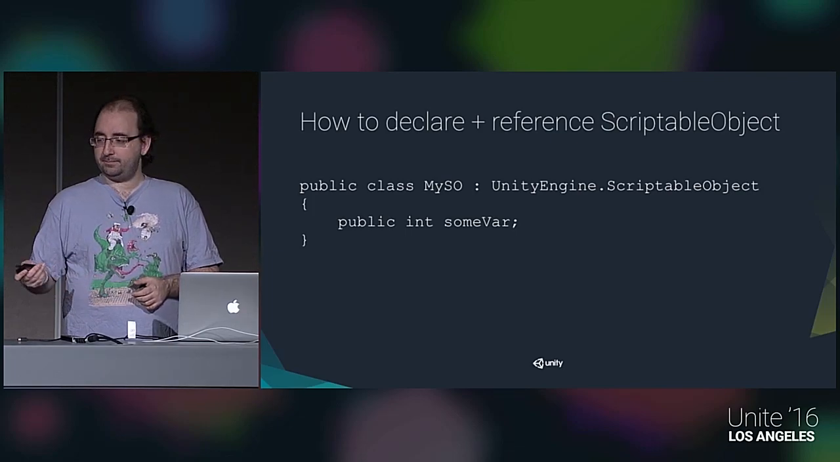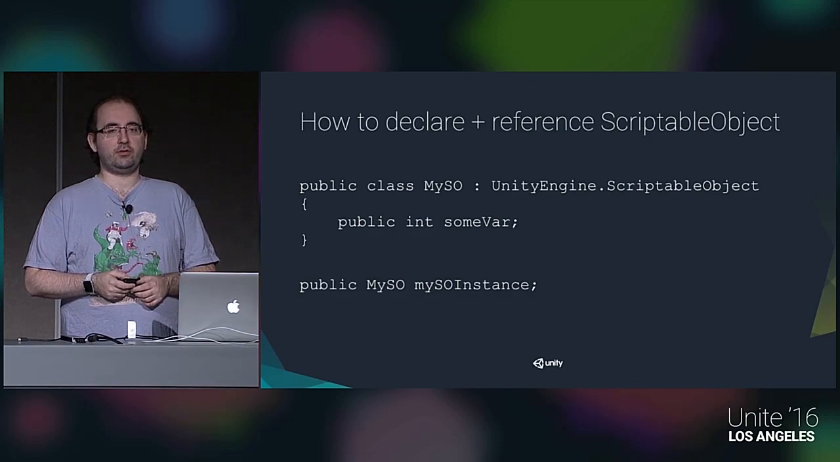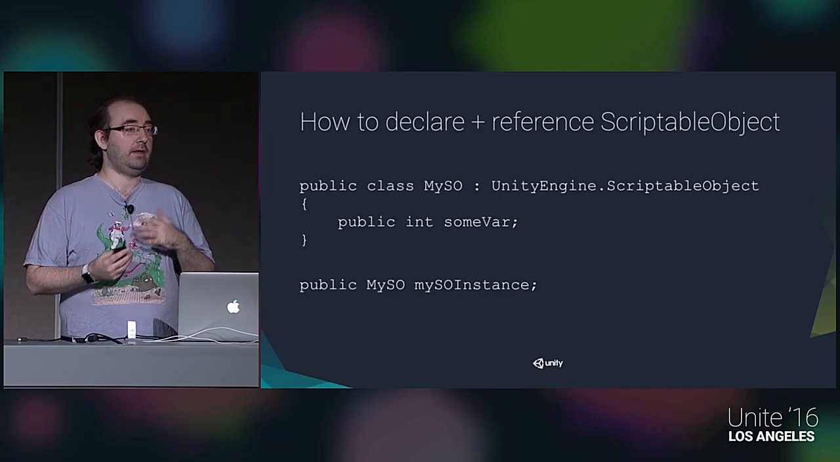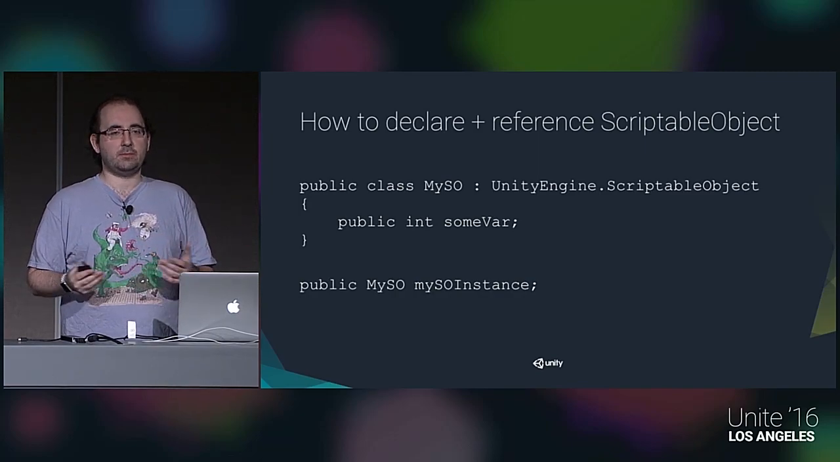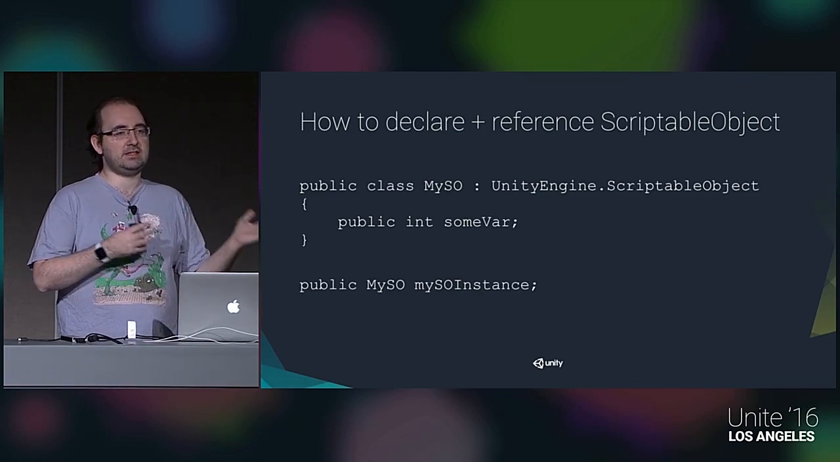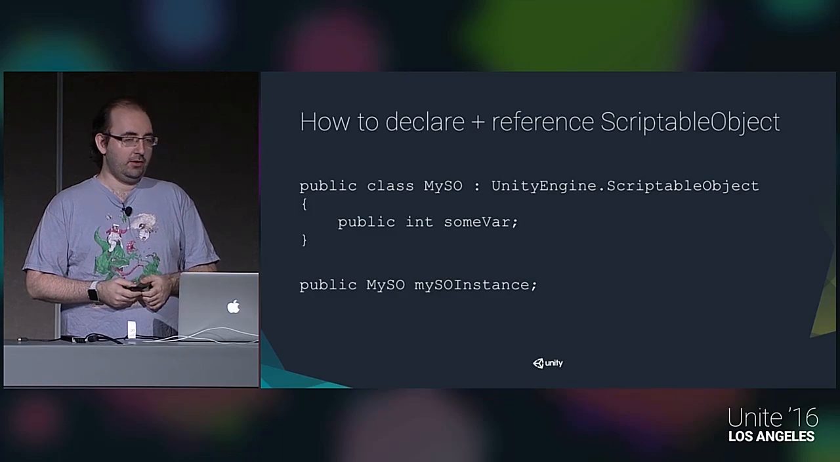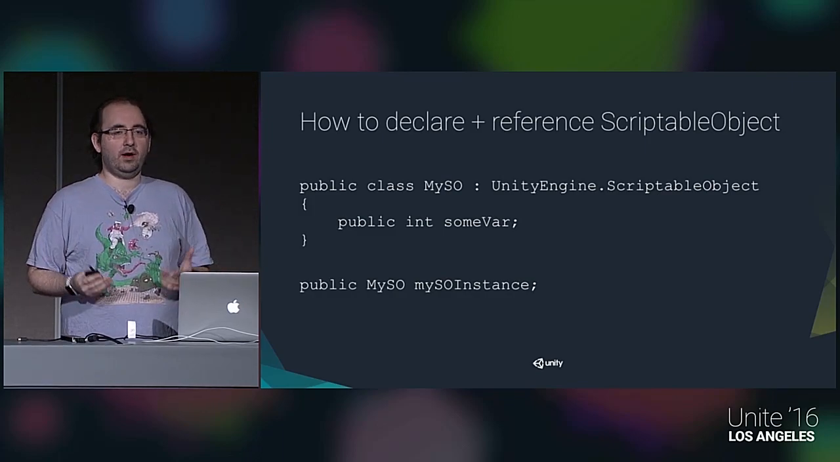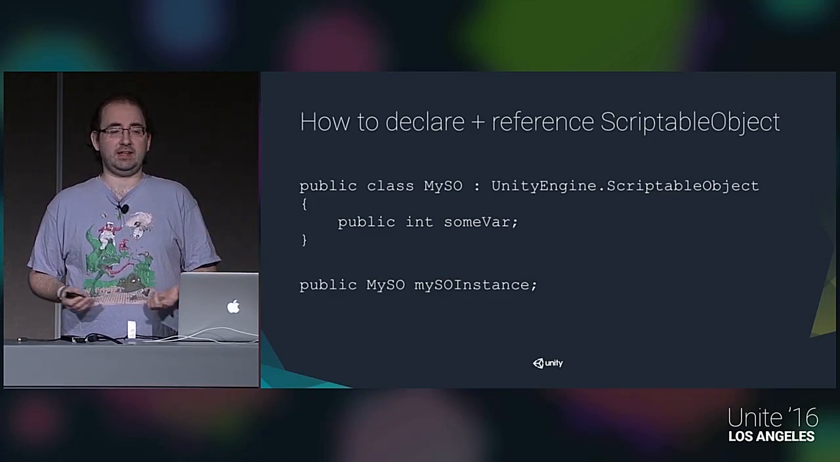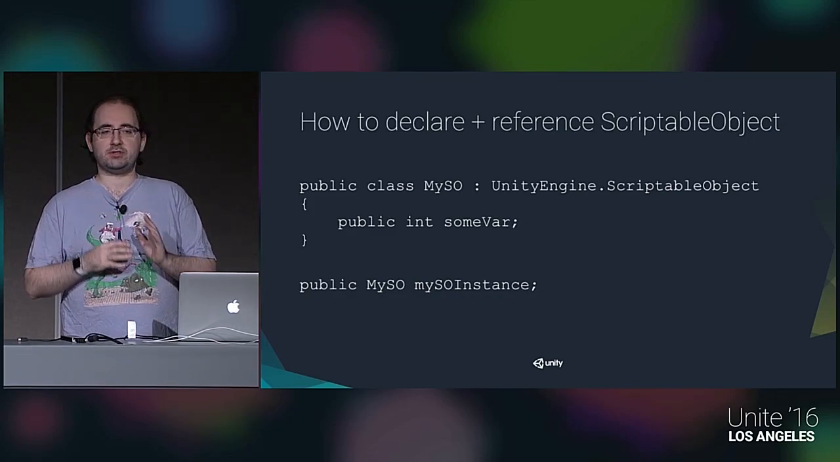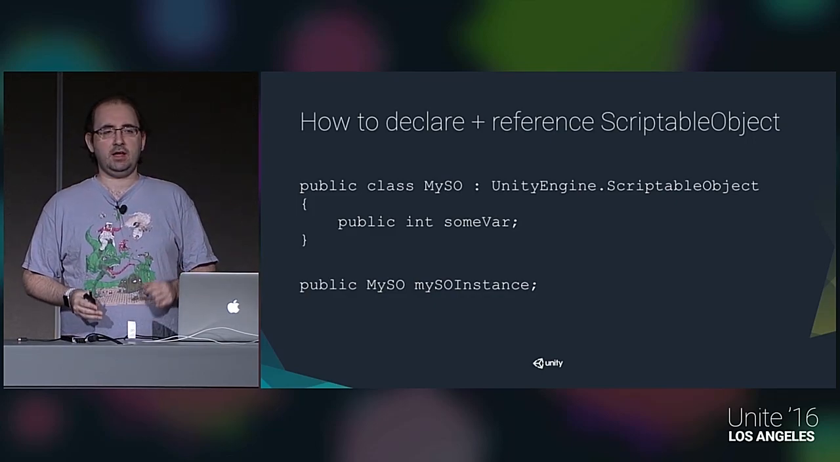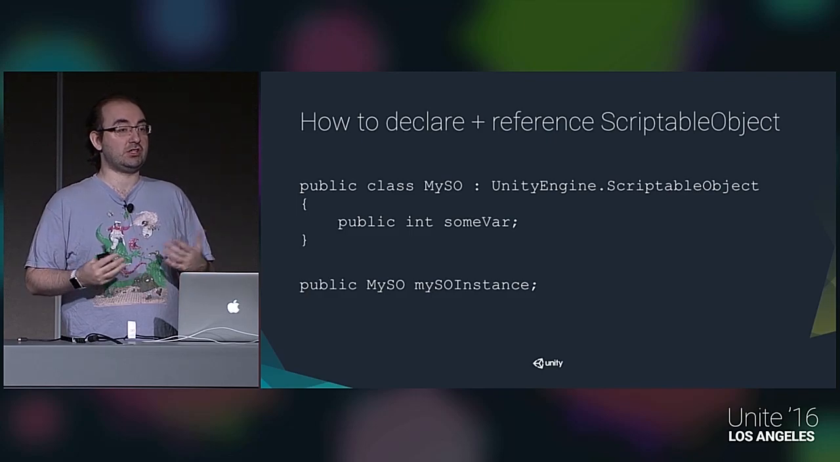And then referencing one also looks like referencing a MonoBehaviour. You just have a variable of your class type, and it will show up in the inspector. It will let you drag and drop in instances of the scriptable object. It serializes, it deserializes, it does the works. It does everything. It's great. So you get the same way of working with objects and assets that you're used to when dealing with textures or materials or MonoBehaviours or game objects or any kind of object in Unity. It's just another one of those. Unity treats it like just another one of those.